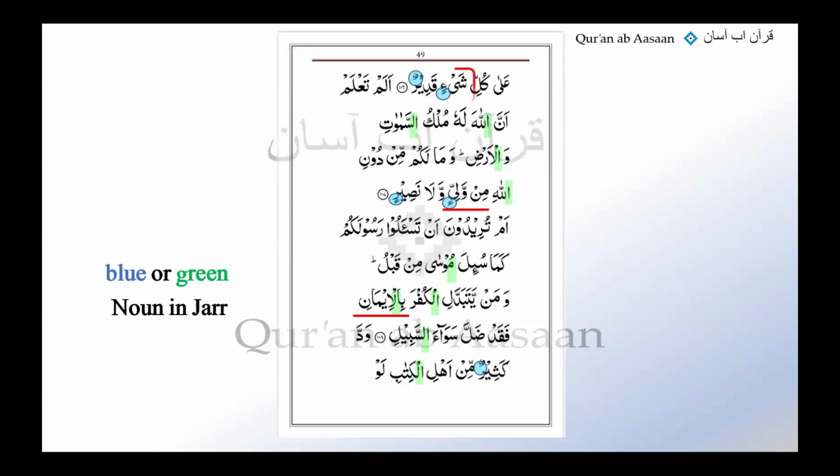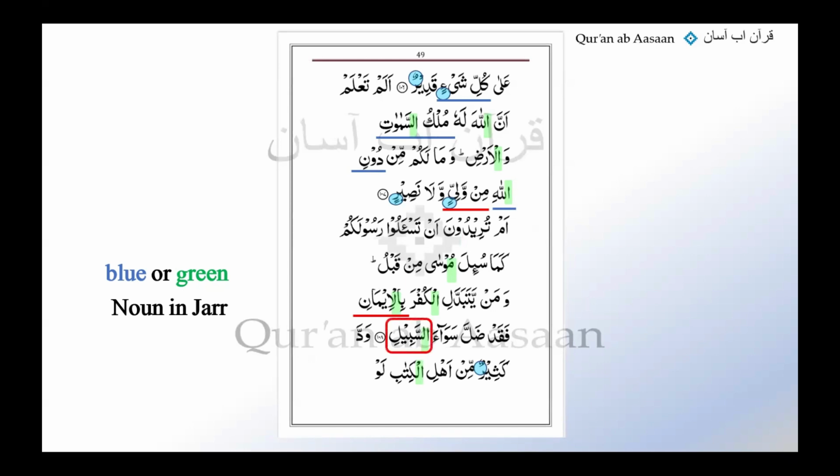Again, the very first one, I can see shay'in. I've already done the same one on another page, looking back, I have kulli shay'in. Okay, again, as-samawati. If I look back, mulkus samawati. Any other one on this page? Allahi, the colored noun in jar. Looking back, I see duni, no al, no tanween, dun Allahi. Excellent. All right. And any other one on this page?